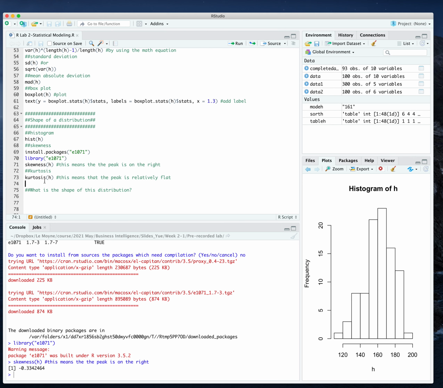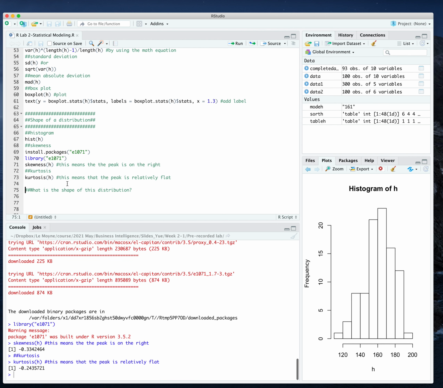Now let's calculate the kurtosis. The kurtosis is minus 0.24. So comparing to a regular normal distribution, the peak of this height is relatively flat. If the kurtosis number is bigger than 0, then it means that the peak, comparing to a normal distribution, is relatively sharp.